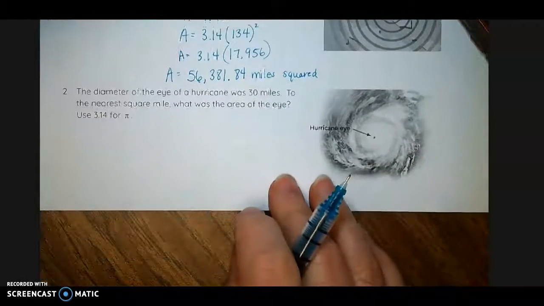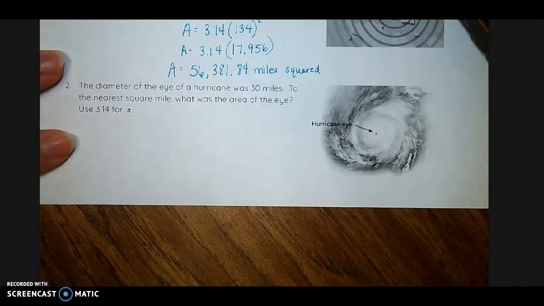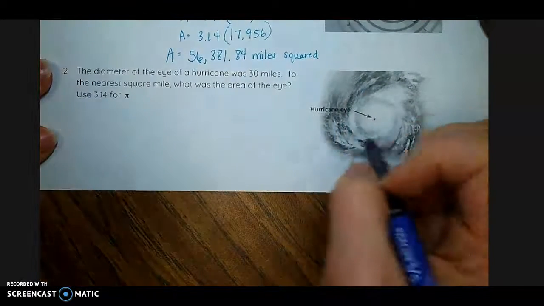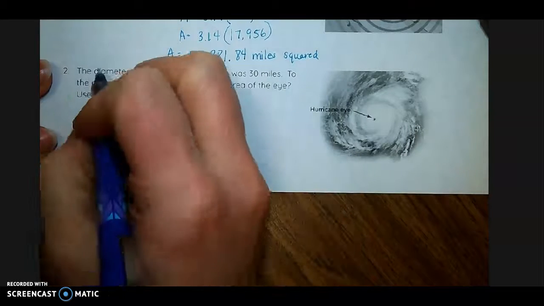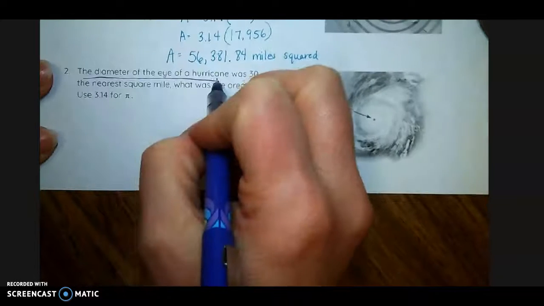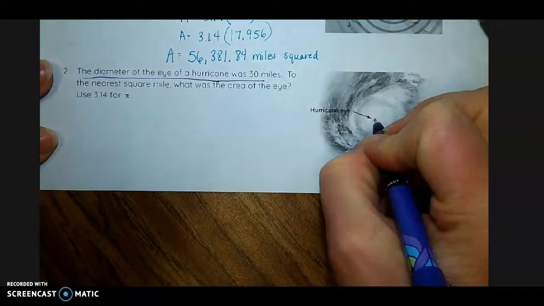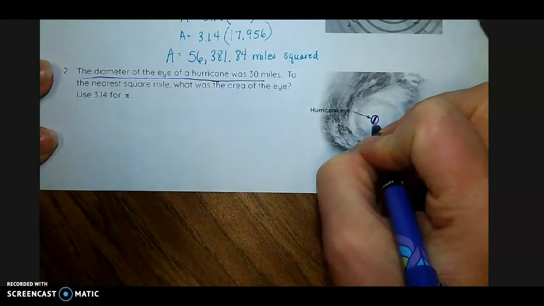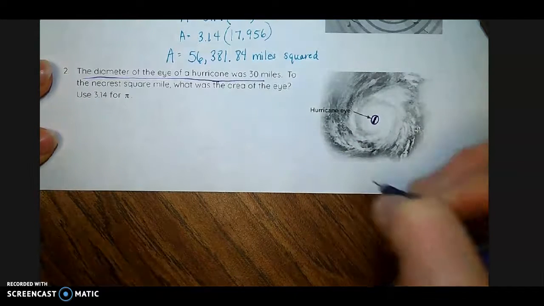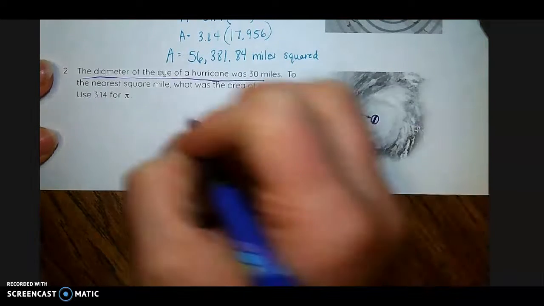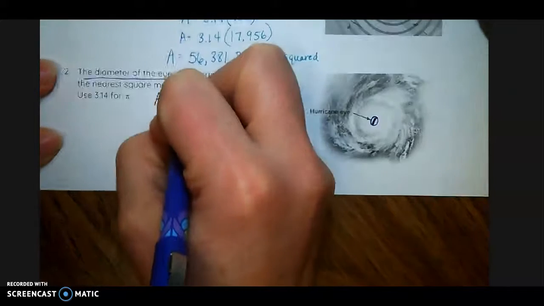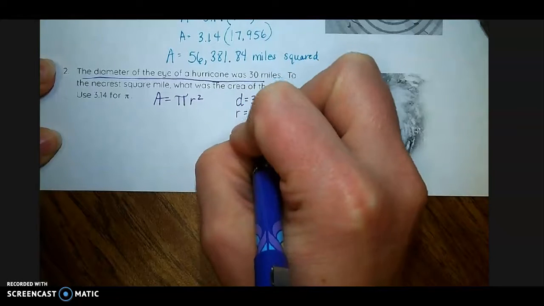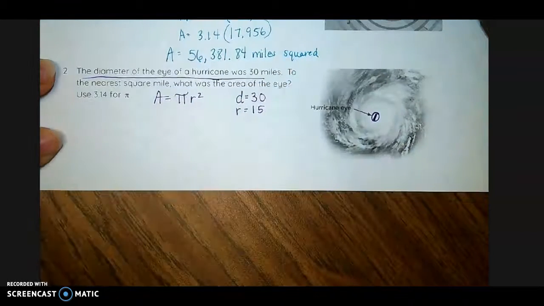For this next one, they're talking about a hurricane, which is something else that has a circular pattern, and we can then try to figure out how much area has been affected by that, what it's going to hit and what it's going to cover. Now on this one, it says the diameter of the eye of the hurricane was 30 miles. So remember we're going to go all the way across, that was 30 miles. To the nearest square mile, what was the area of just the eye of the hurricane? Well, you know that our formula uses pi times the radius squared. So I'm going to have to take that diameter of 30, and I have to figure out that the radius is half of that. So the radius is 15.